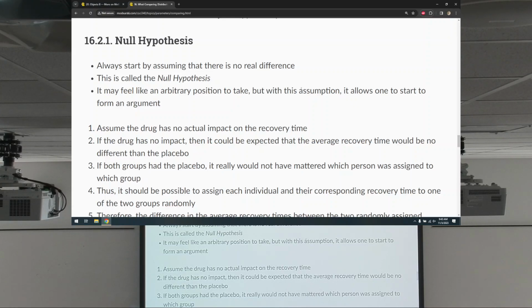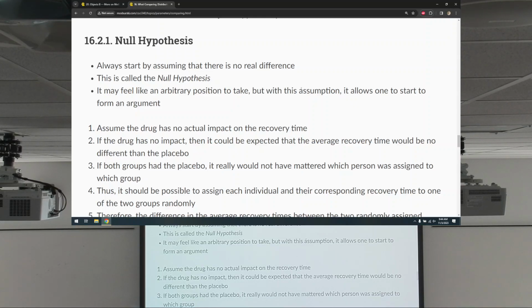So if the drug had no impact, then it could be expected that the average recovery time would be no different than the placebo. If it had no effect, the recovery times for the placebo and the drug group really should have no difference at all. Okay? That's a safe conclusion to make. We should assume there's no difference, and if there is no difference, we should assume to see no difference in the recovery time, because that's kind of what we're measuring here.